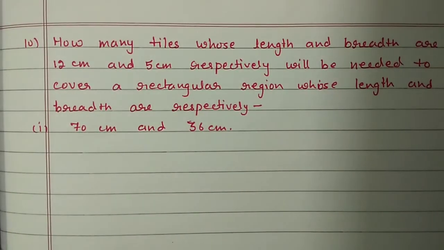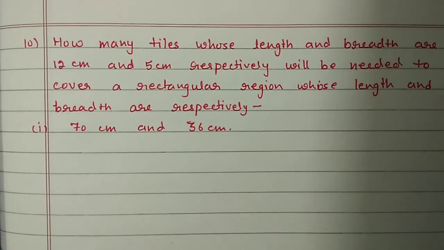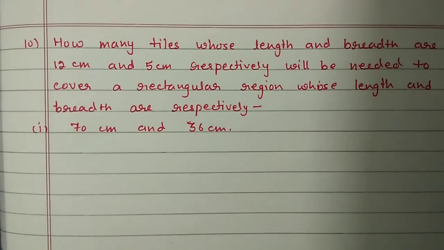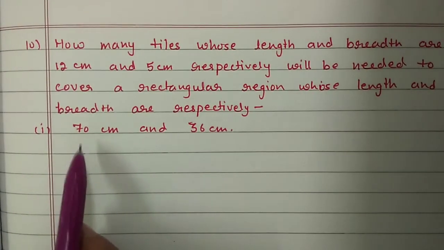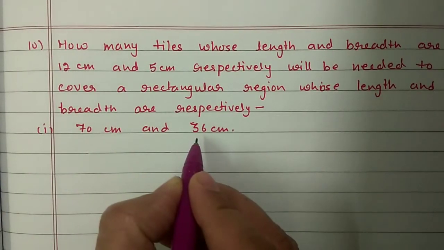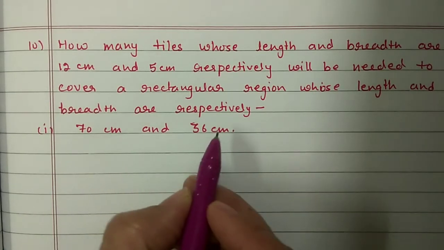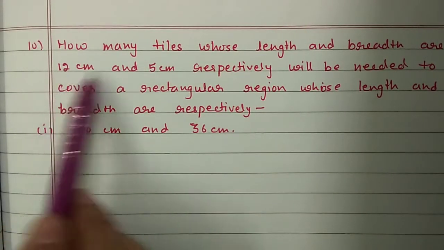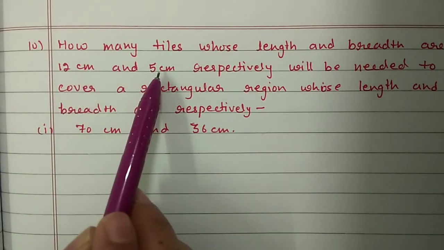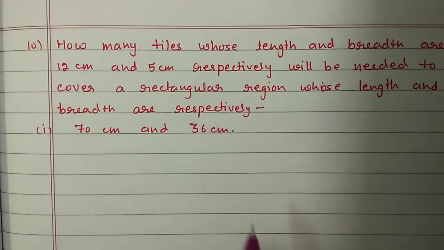Next question number 10. How many tiles whose length and breadth are 12 centimeter and 5 centimeter respectively will be needed to cover a rectangular region whose length and breadth are given? So first part, length is given here 70 centimeter and breadth is given 36 centimeter. This is for the floor where we have to put the tiles, and for one tile dimension is given 12 centimeter by 5 centimeter. So all the units are in centimeter. We can start our solution.